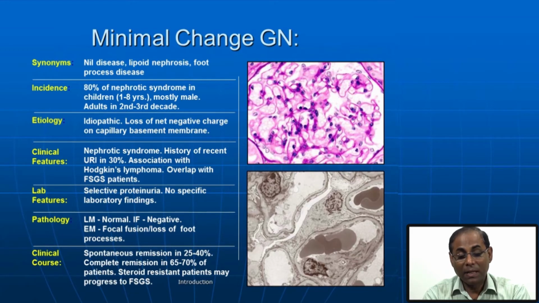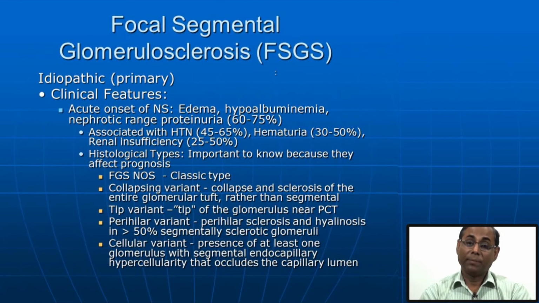significant immunosuppression is needed. Complete remission occurs in 65 to 70% of the patients with steroid, but there are steroid resistant patients also, which progress to the next phase of the disease, and most of them evolve into focal segmental glomerulosclerosis. Now, we come to the next group of non-proliferative glomerular disease, that is focal segmental glomerulosclerosis.